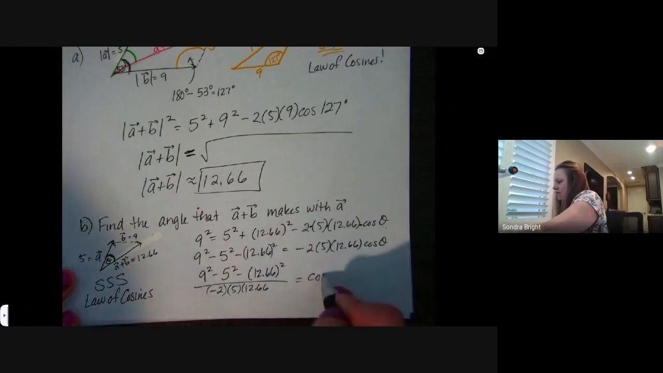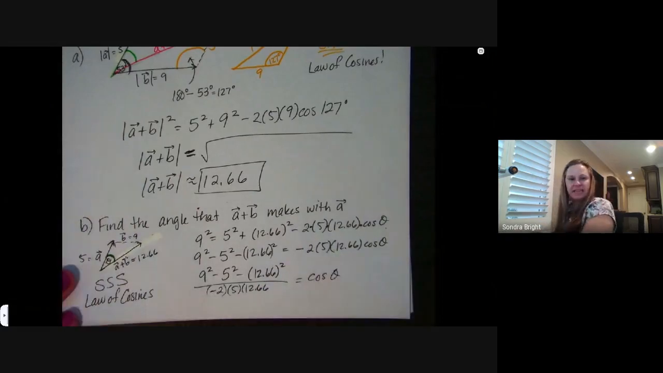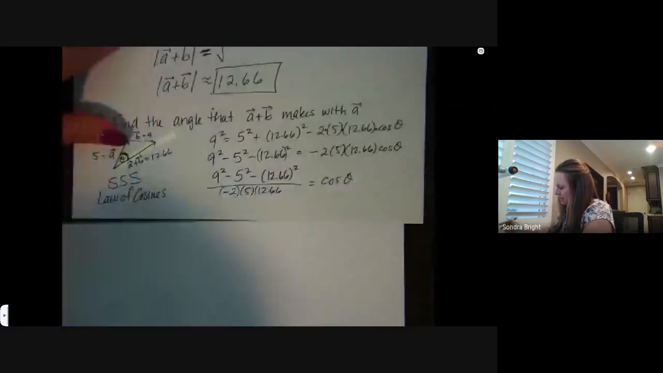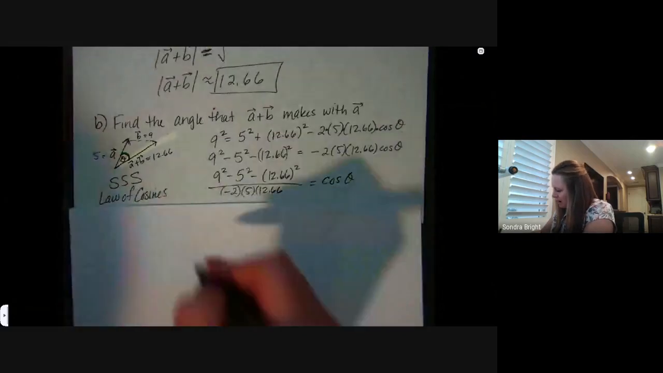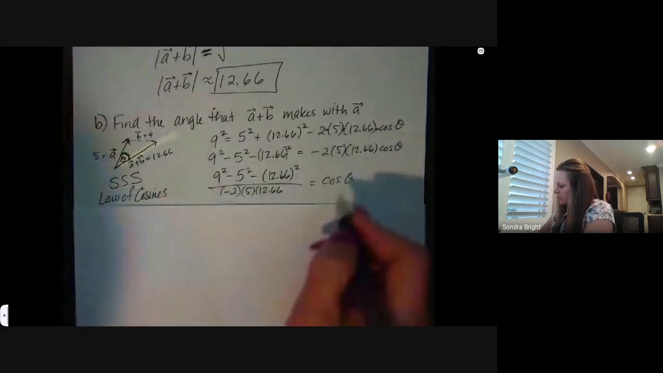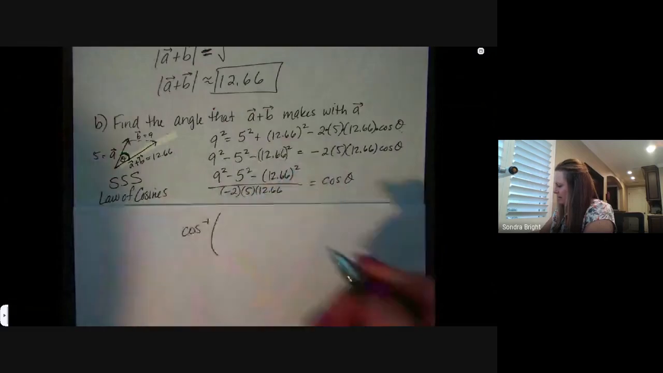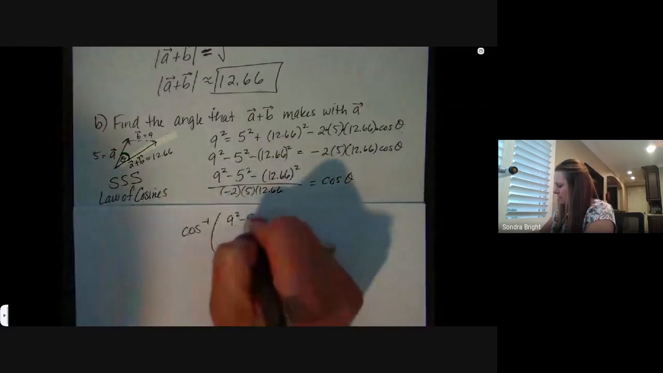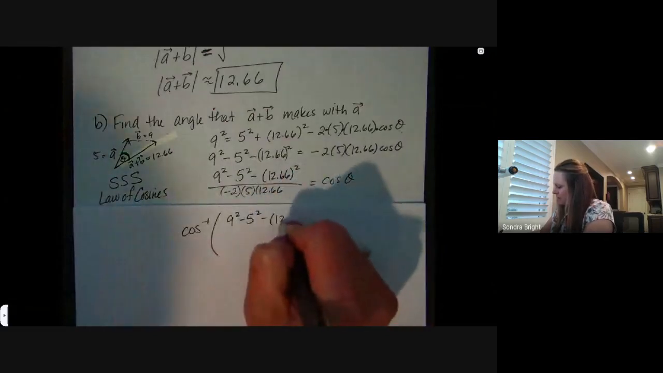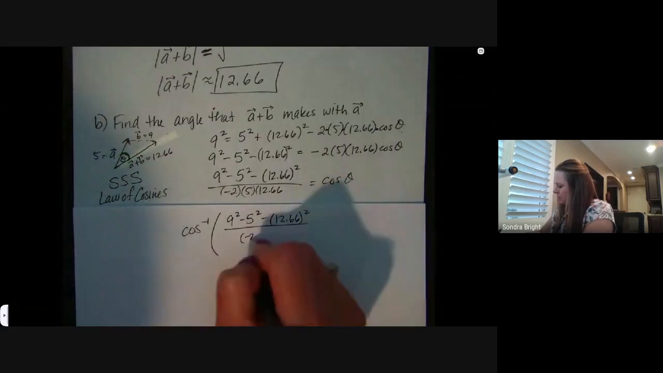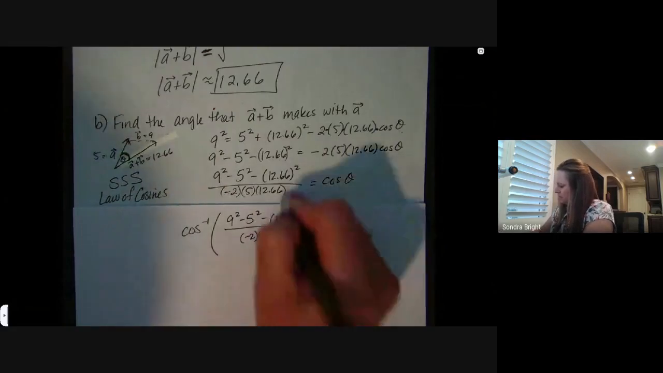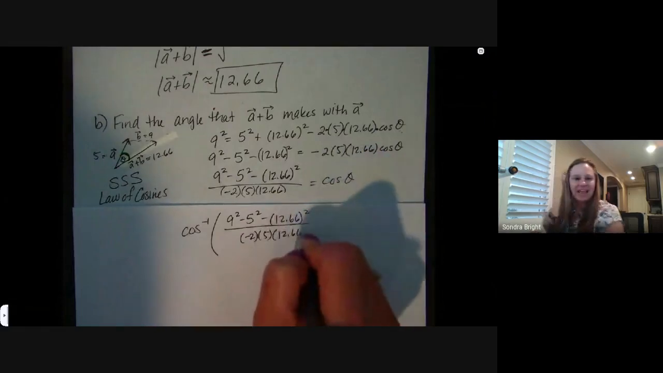And then to solve for theta, you need to take the inverse cosine of both sides. And so it ends up being that theta, the angle, will be inverse cosine of 9 squared minus 5 squared minus the 12.66 squared over negative 2 times 5 times 12.66 is equal to that angle theta.